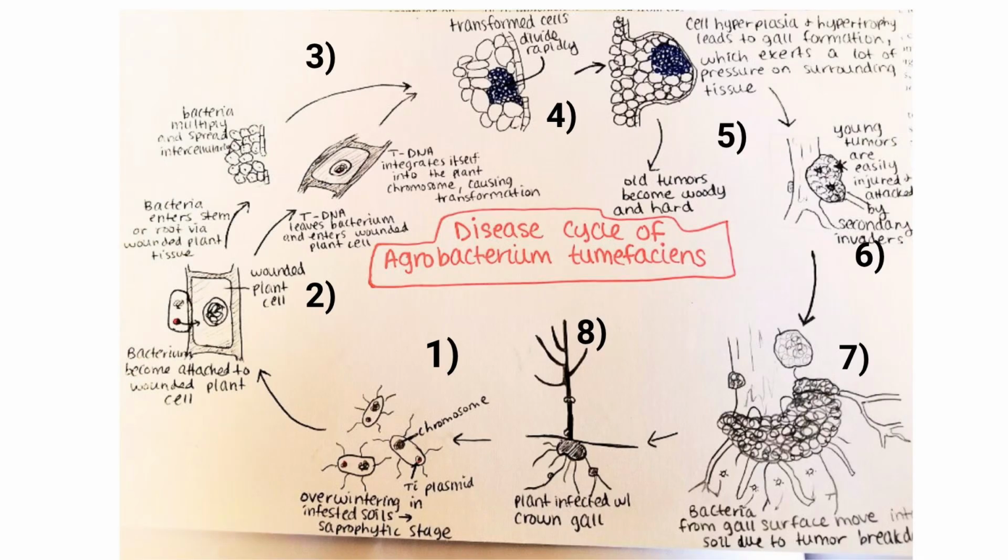This is the diagram showing the disease cycle of Agrobacterium tumefaciens. As we already said, the bacterium survives in the soil as a saprophyte. The bacterium enters through the plant's wounded cells and it attaches to the plant cells. tDNA from the Ti plasmid is then transferred into the plant cell. The tDNA integrates into the plant genome, causing transformation. It causes uncontrolled cell division and results in gall formation or tumor formation. Young tumors are easily injured or attacked by secondary invaders. The bacteria from the gall surface move into the soil when the tumor breaks. It survives in the soil and restarts the cycle.